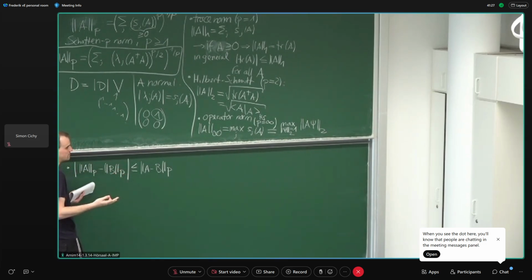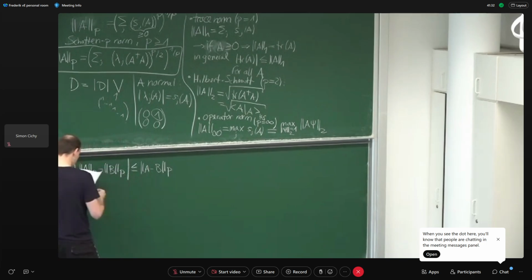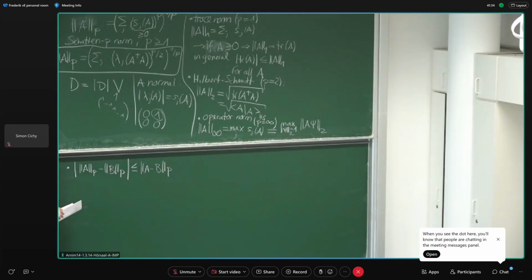But as I said, this holds for any metric. There's nothing special about the p norms. This is equivalent to the triangle inequality. Yes.